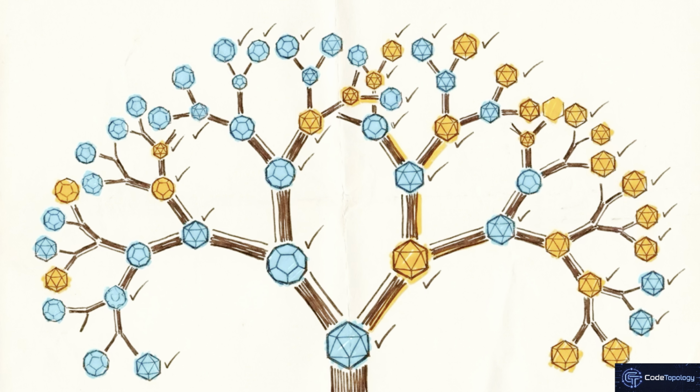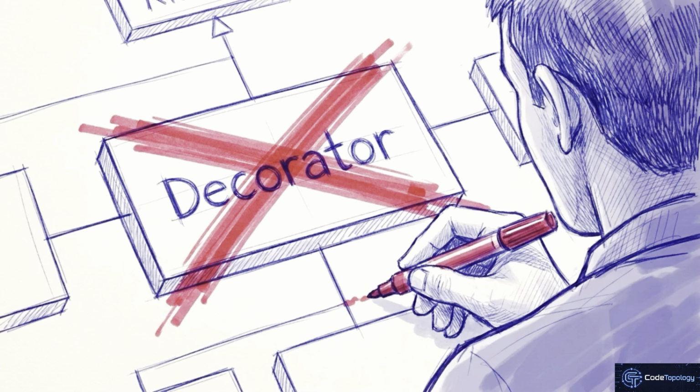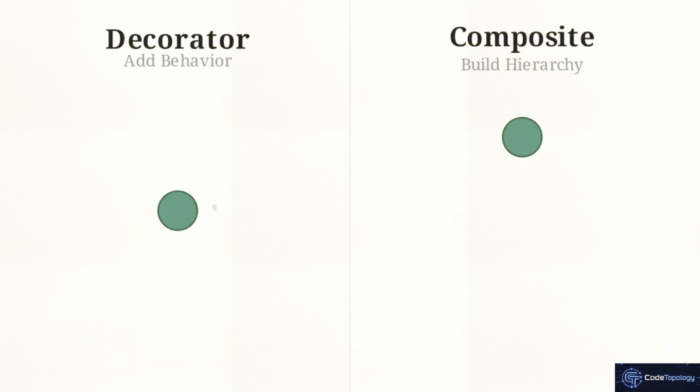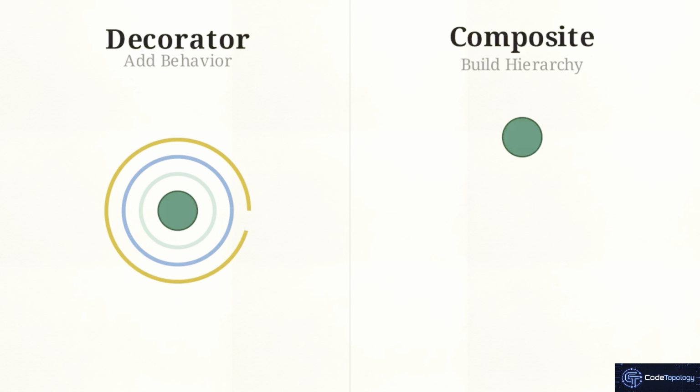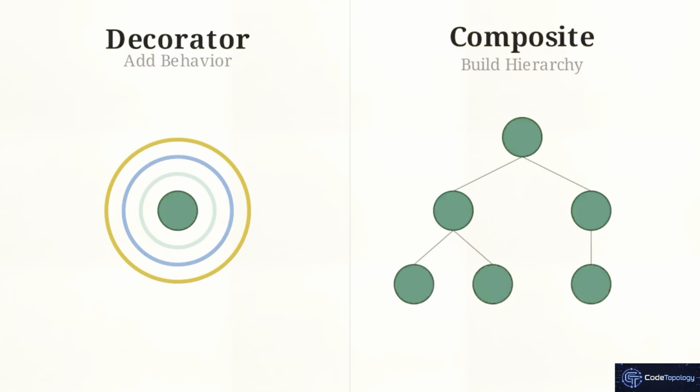data structures. In technical interviews, avoid the common trap of confusing composite with the decorator pattern. The difference is the goal. Decorator is used to add behavior to an object dynamically. Composite is used strictly to build a unified tree structure.